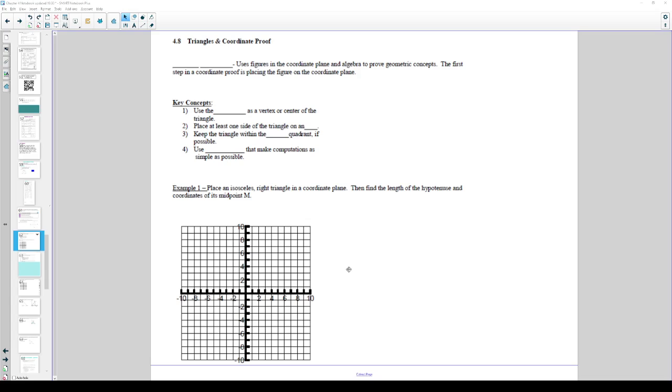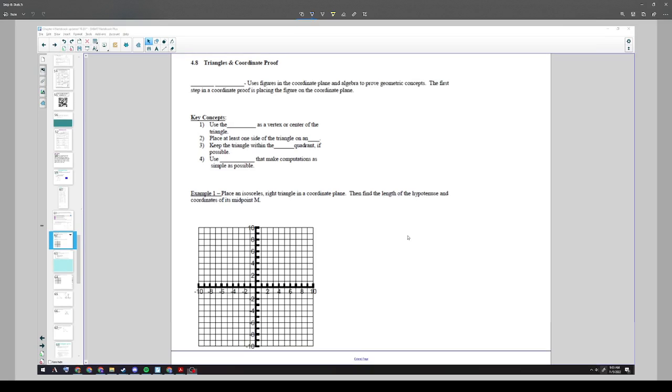These aren't going to be two-column proofs because we don't have the statements and reasons that go with the other proofs we've been doing. These are more informal proofs, or paragraph proof style. So let me go through a little bit with you. I think this is coordinate proofs because that's the topic.